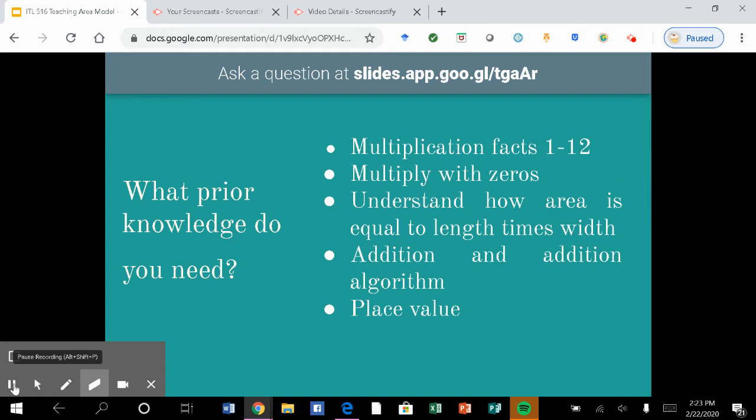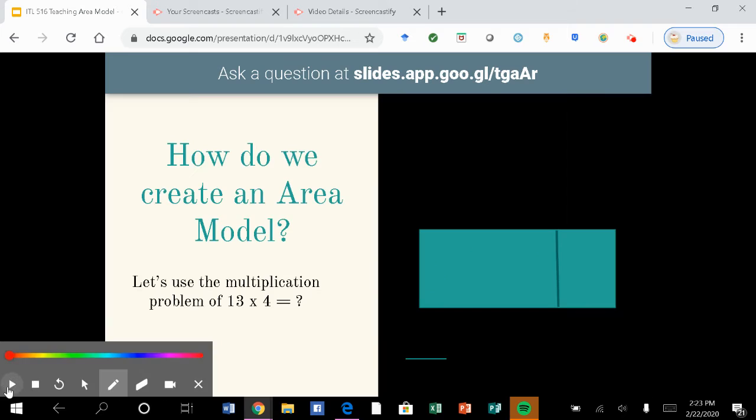So what do we need to know to use the area models? Well, we need to know our multiplication facts 1 through 12, and be able to multiply with zeros, so that could either be 20, 30, 90, or with 10, 100, or 1,000. We need to understand how area is equal to length times width, and we will see with our rectangular model why this is so. We continue to reinforce addition and the addition algorithm, and also place value.